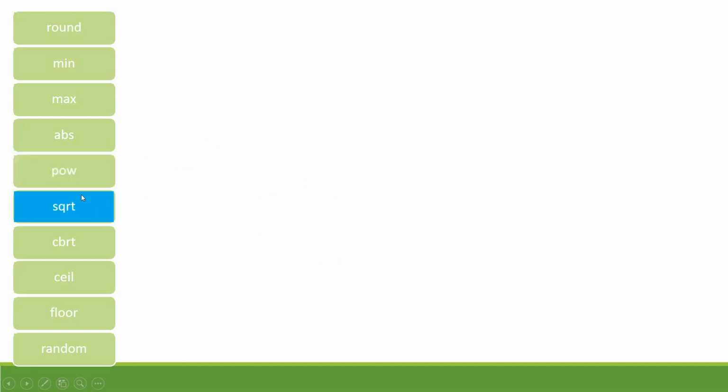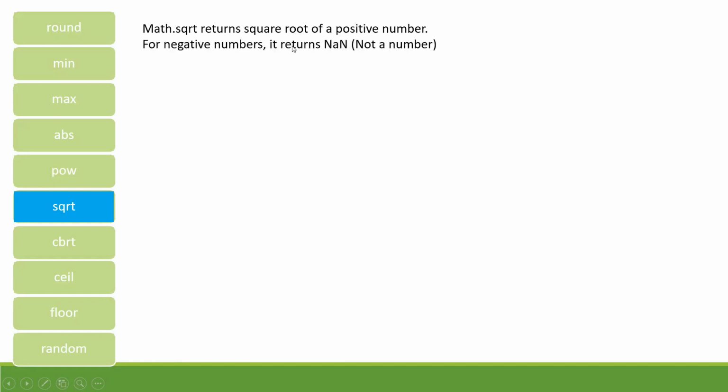Moving on, after math.pow, the next function is math.sqrt, the square root. So math.sqrt returns the square root of a positive number only. For negative numbers, it returns NaN, which means not a number. The return data type, as I mentioned, is going to be double for these 6 methods. And the syntax is math.sqrt x. It only takes one single number and gives you the square root of that single number.